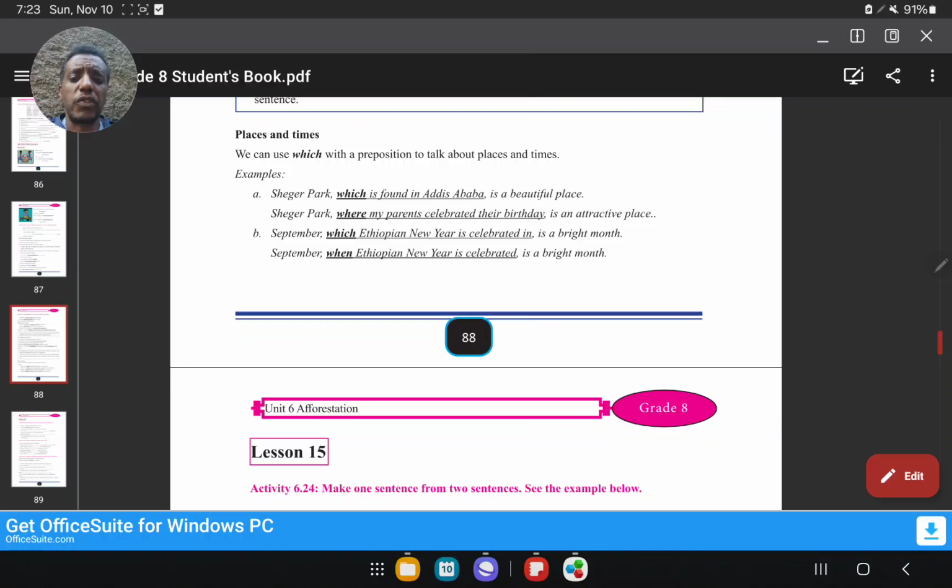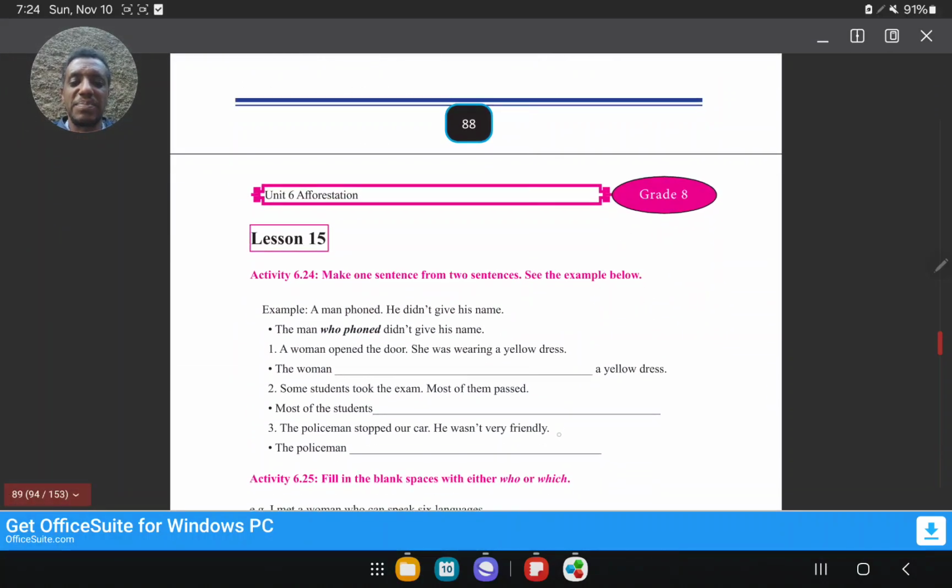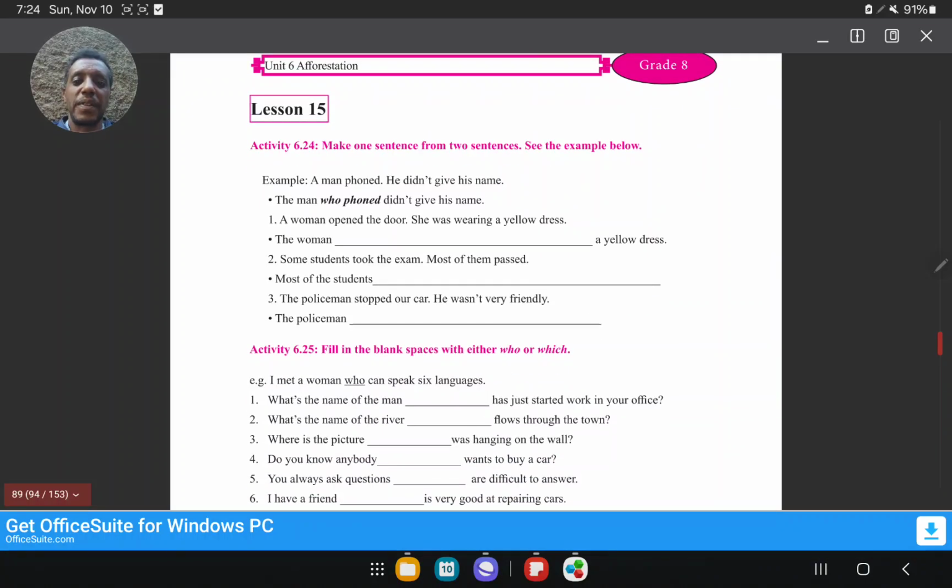September, in which Ethiopian New Year is celebrated, is a bright month. September, when Ethiopian New Year is celebrated, is a bright month. See, you can use which and when to show this. Which indicates choice, and when indicates exact time. Well then, students, let us move to the questions here.